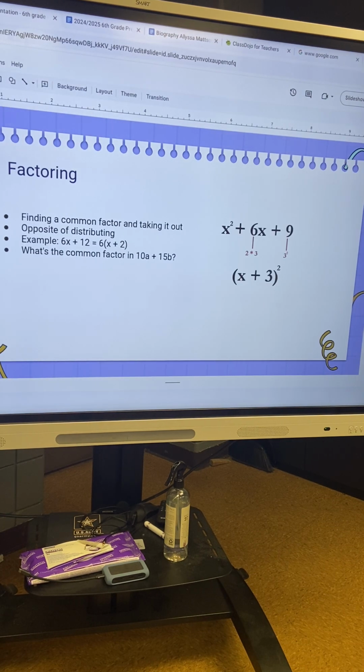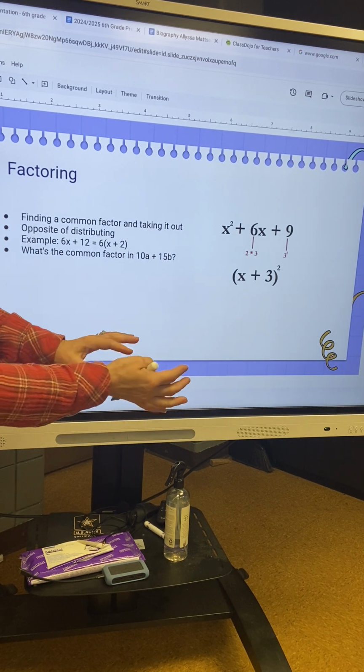All right. You can also use factoring to find equivalent expressions. Factoring, we did some of that today in some of those problems you were working on. So when you distribute, you give. When you factor, you pull out.